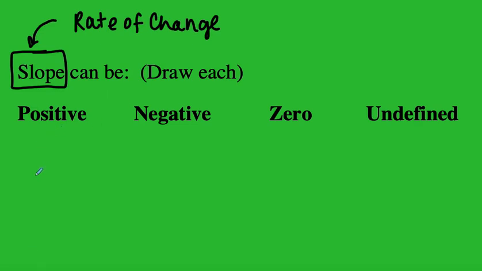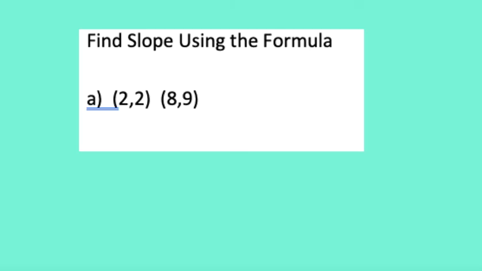All right, slopes can be positive. That means they rise from left to right. They can be negative. That means they fall from left to right. They can be zero. Zero slopes mean they are unchanging, and slopes can be undefined. Okay? All right, and then you learned last year 4 ways to get slope.